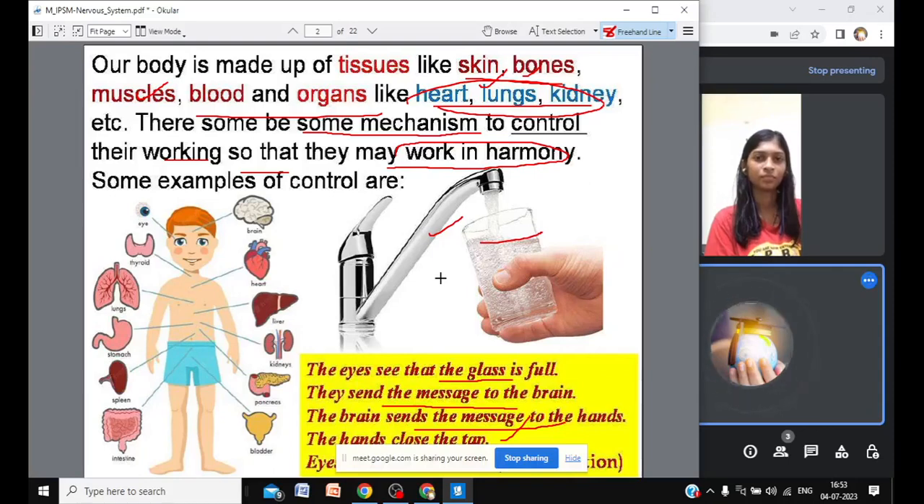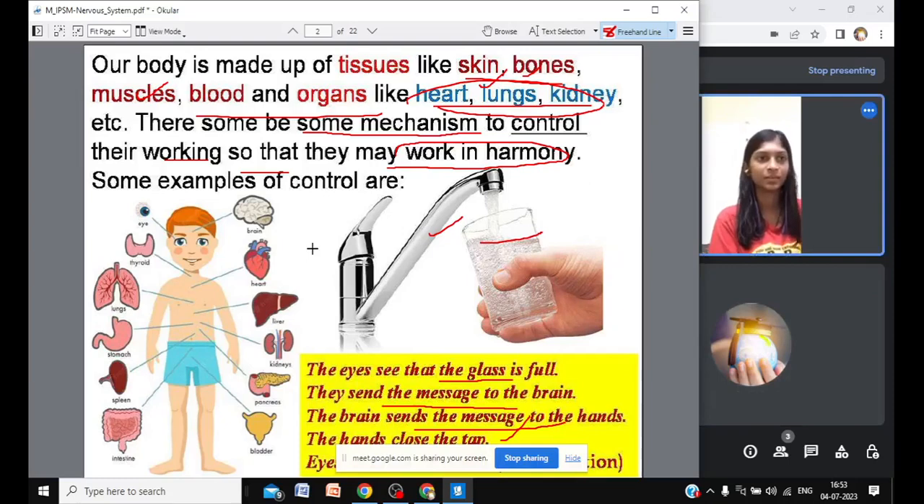Clear? So here you have various organs. You can have the brain, heart, liver, lungs, kidney. Every organ will send messages to the brain, and the brain will send messages to these organs. So this is the nervous system, the coordination we are talking about.